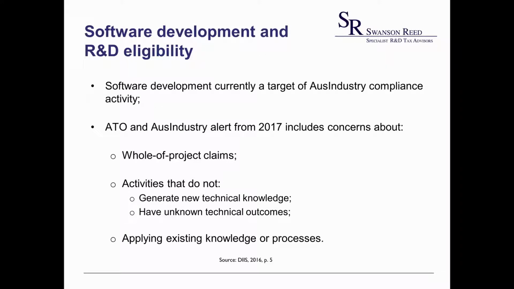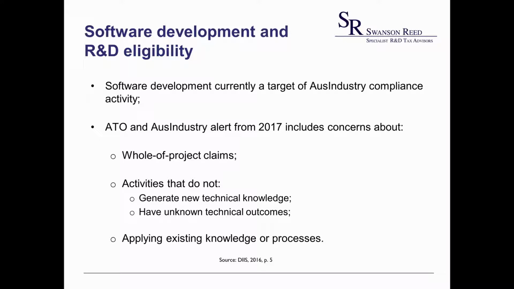This was released in February 2019 and is available on their website. Eligibility of software development activities under the R&D tax incentive has been widely discussed in the media in recent years, and some high-profile claims have been found to be ineligible. The ATO and AusIndustry also issued a taxpayer alert back in 2017, advising that they had concerns around the nature of claims being lodged and that they would be closely reviewing claims that involve software development activities.